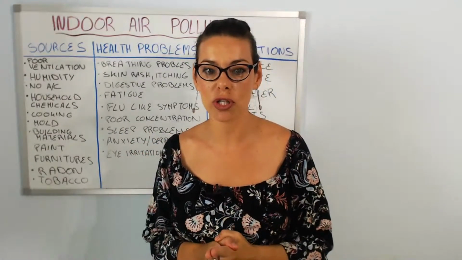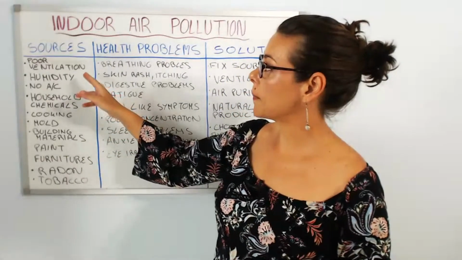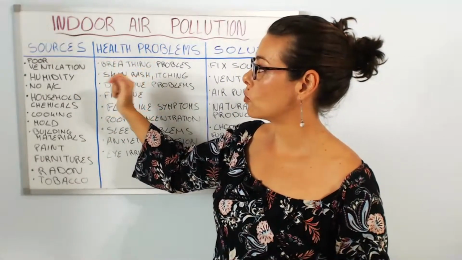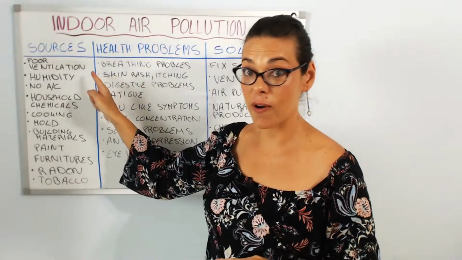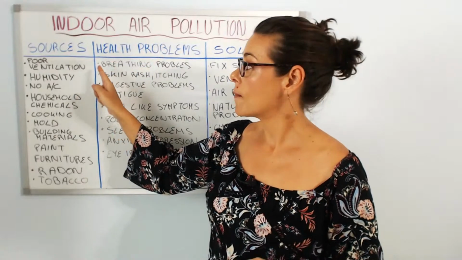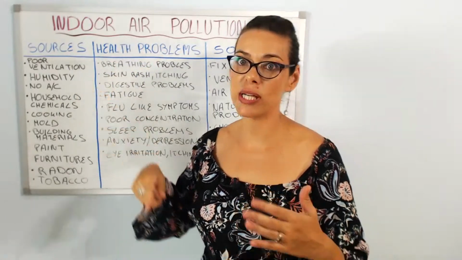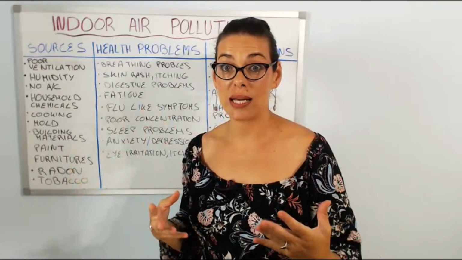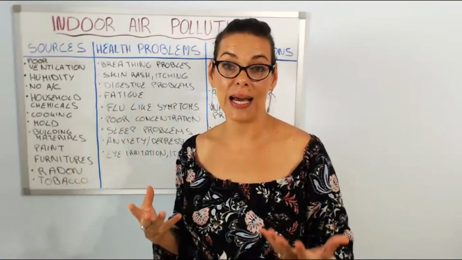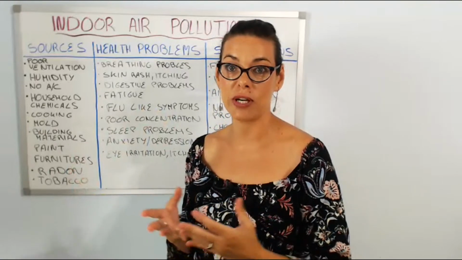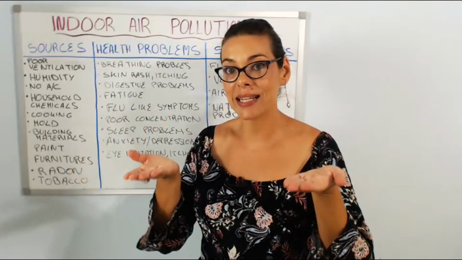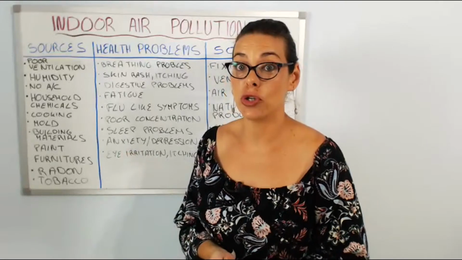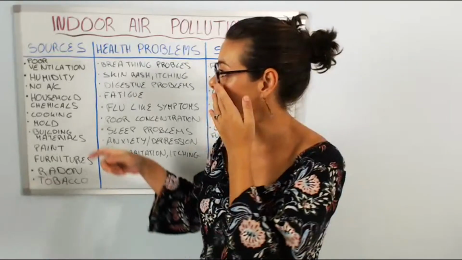Some of the main sources of indoor air pollution is poor ventilation first. Poor ventilation has mostly been shown in winter. People don't open the windows or the doors as often to ventilate the house as they do in summer because it's cold, and then the index of indoor pollution increases during that time.